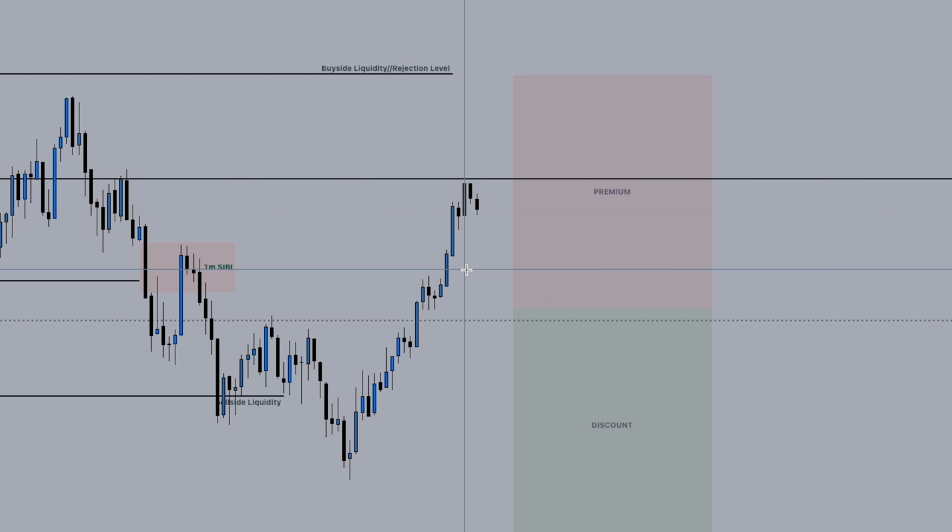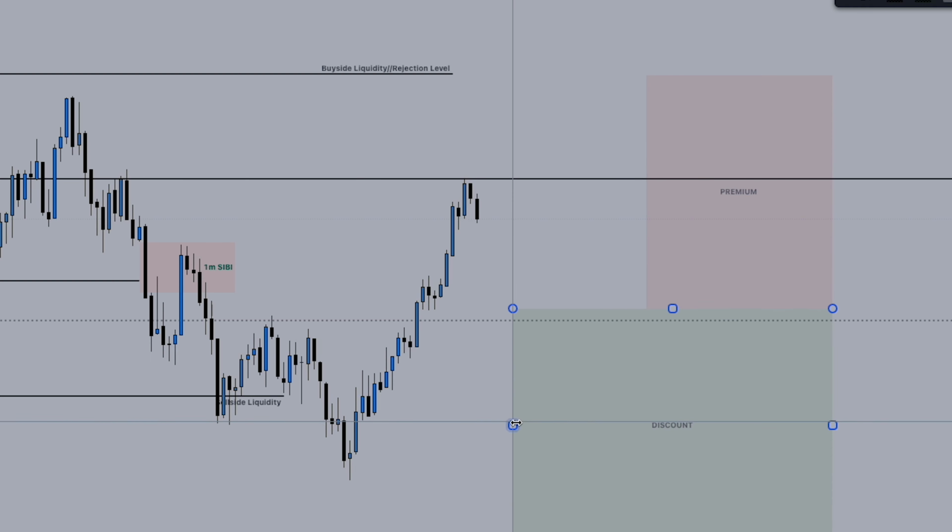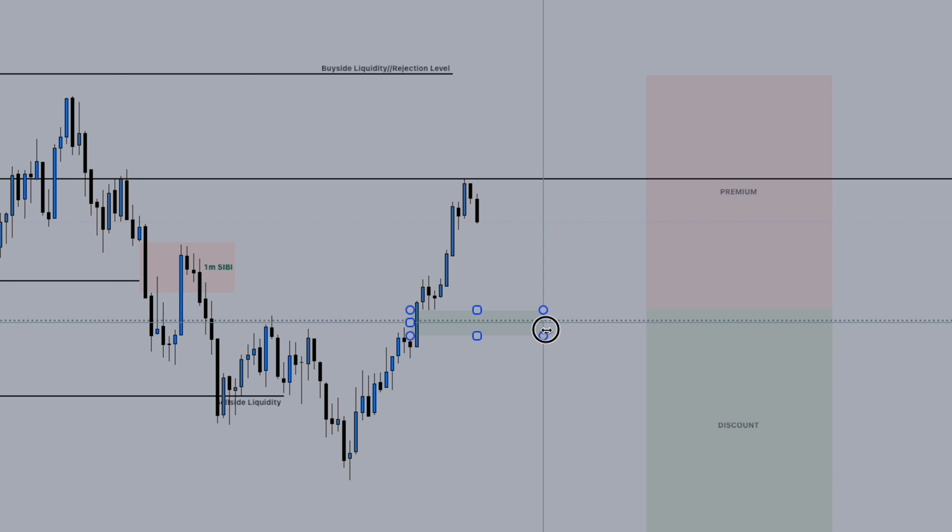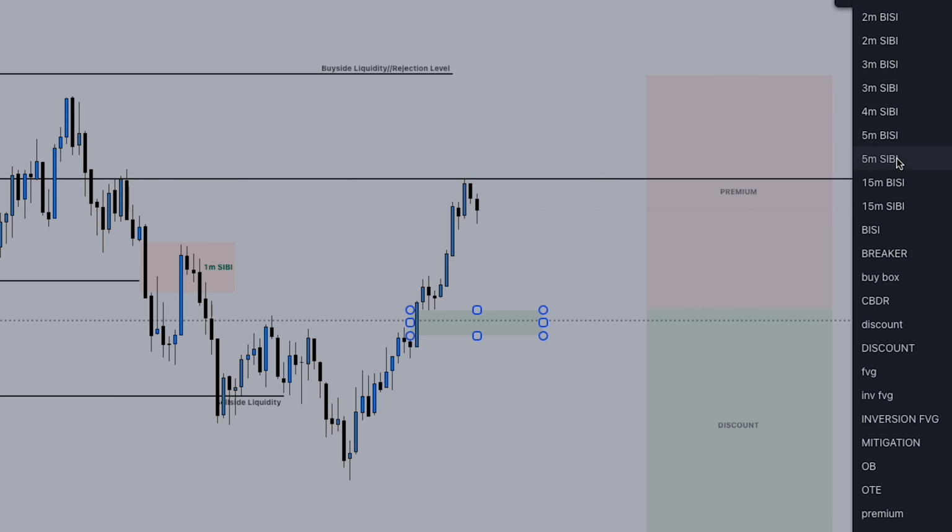But because, like I said, my rule-based system, I go long at a discount and I go short at a premium. And so with that being said, I would not have any interest in going long in a premium level. I would like to see price come lower, dip lower, and then essentially, maybe this fair value gap or this imbalance would be the level that I would be interested in going long at.